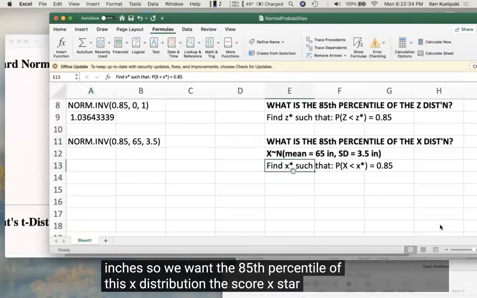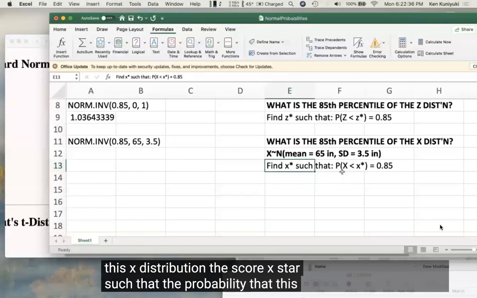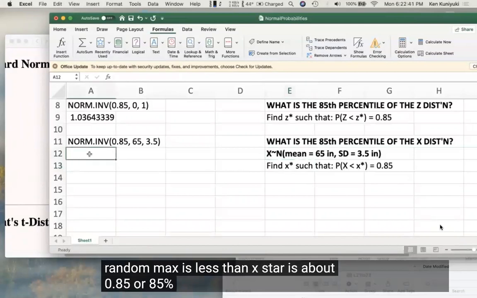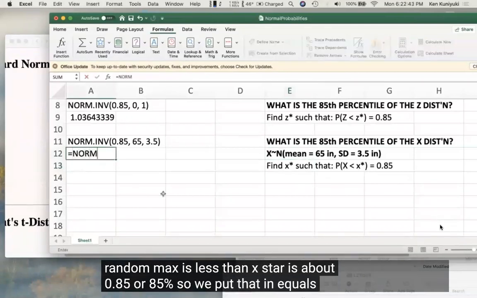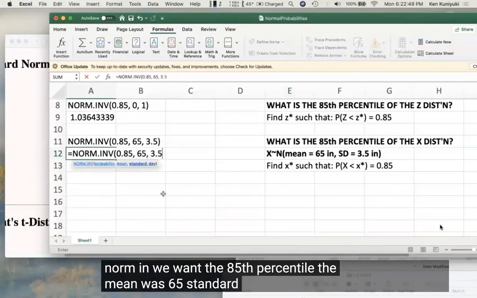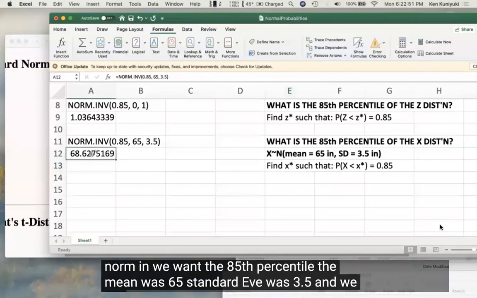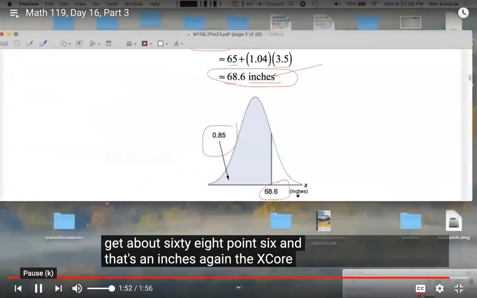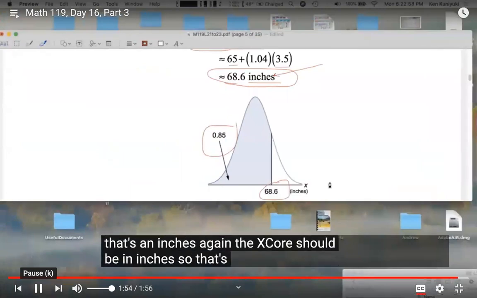The score x star such that the probability that this random x is less than x star is about 0.85, or 85%. So we put that in, equals norm.inv. We want the 85th percentile. The mean was 65, standard dev was 3.5, and we get about 68.6, and that's in inches. Again, the x-score should be in inches. So that's our Excel tip.